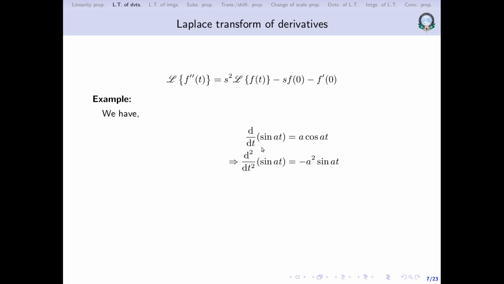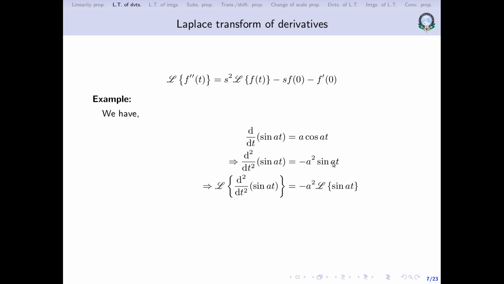Now differentiate this once again. So d square by dt square of sine of at will be equal to, again, differentiation of this. Differentiation of cos is minus sine, and by the chain rule, differentiating at gives us another a. That a and this a will give us a square. So minus a square sine at. That's the second derivative of this function.